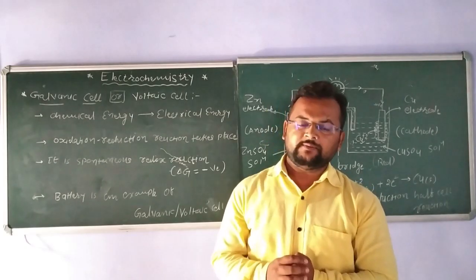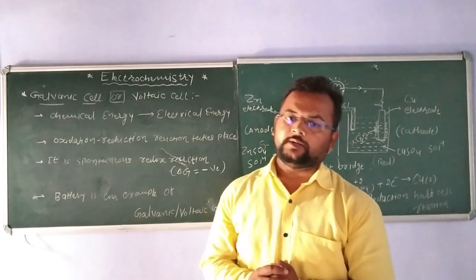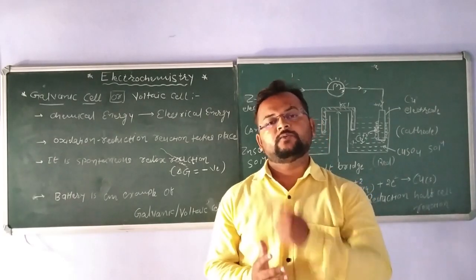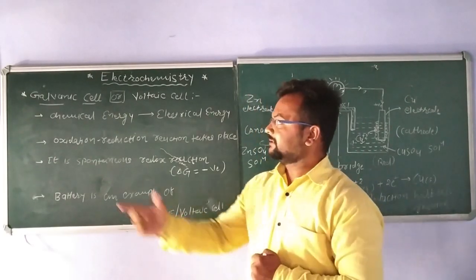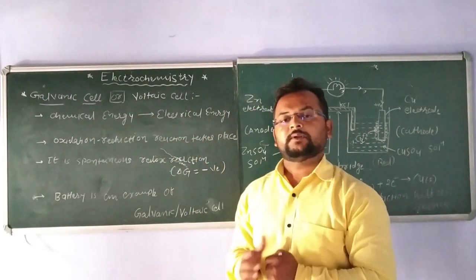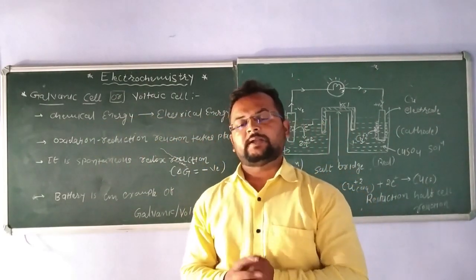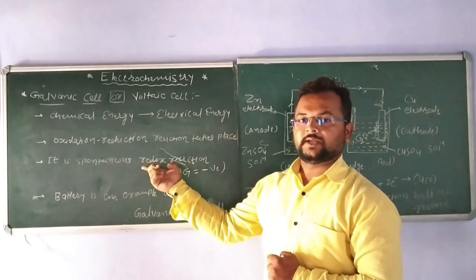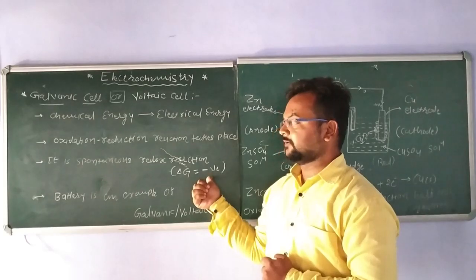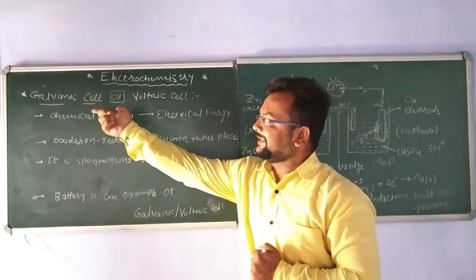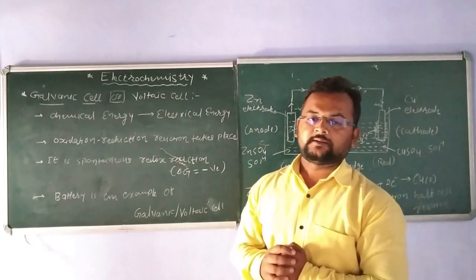Now we discuss the galvanic cell. It is also called a voltaic cell, a device that is used for certain chemical reactions to create electricity. That means chemical energy is converted into electrical energy. For example, oxidation and reduction reaction takes place and it is a spontaneous redox reaction and its delta G value is negative. And the battery is the common example of voltaic cell and galvanic cell.